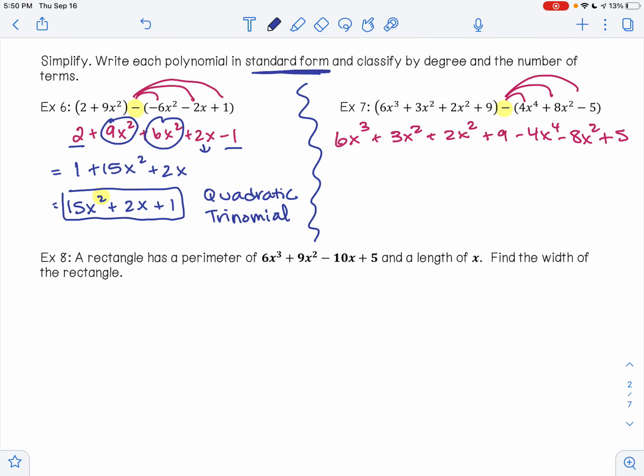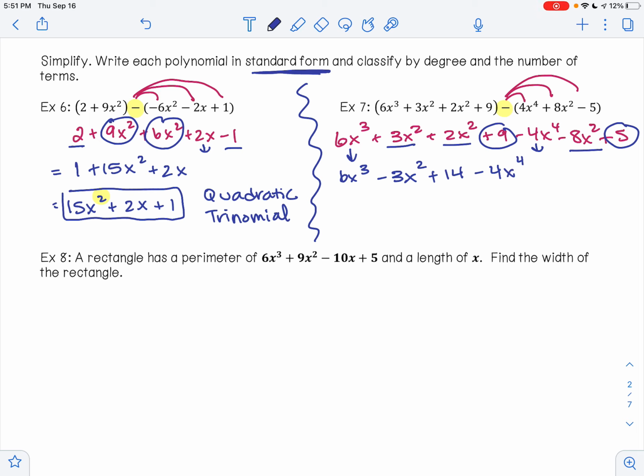6x cubed doesn't have a like term, so I'm going to bring that one down. 3x squared plus 2x squared minus 8x squared. Let me see, that gives me 5 minus 8 is negative 3x squared. 9 plus 5 is 14. And then I'm going to bring down my negative 4x to the 4th.